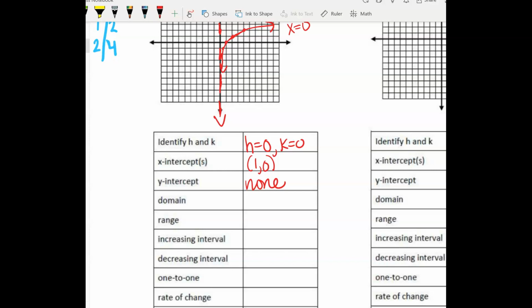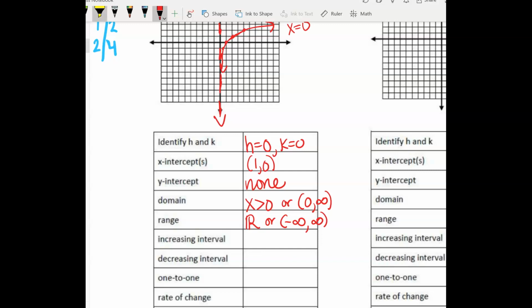The domain is only on the right side of that asymptote, so it is all x values that are bigger than 0, or if you like to write that in interval notation, it's from 0 to infinity. And the range is all real numbers. And again, you should see the inverse quality here, that these are very similar to the domain and range of the exponential function, but they have switched, okay?